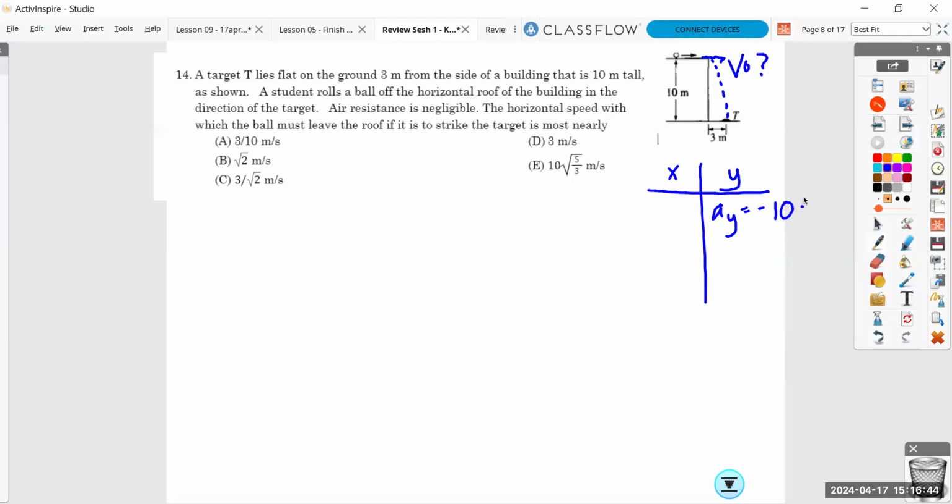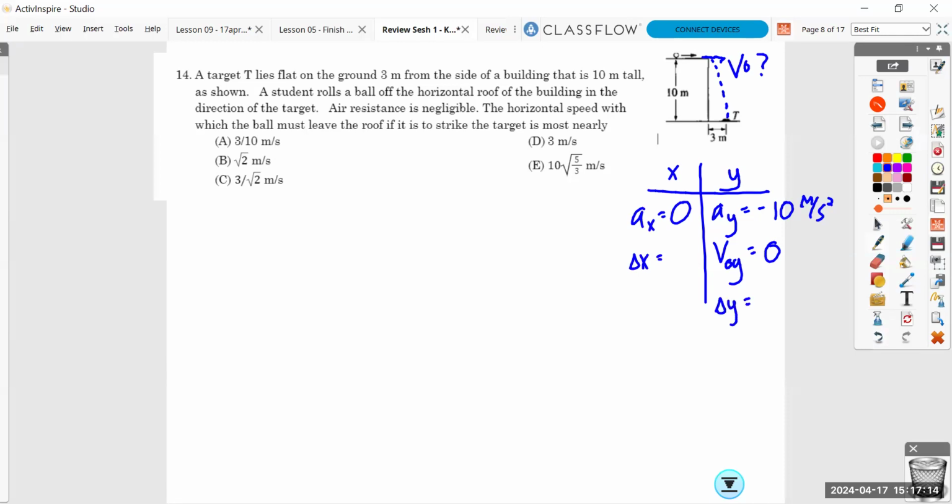Our initial velocity is 0. In which direction? We actually are looking for initial x velocity, because it's going to come off that cliff horizontally. So our initial y velocity is definitely 0. We also do know our x acceleration, which is going to be 0, right? We also know a few other things. We know our delta x and our delta y.